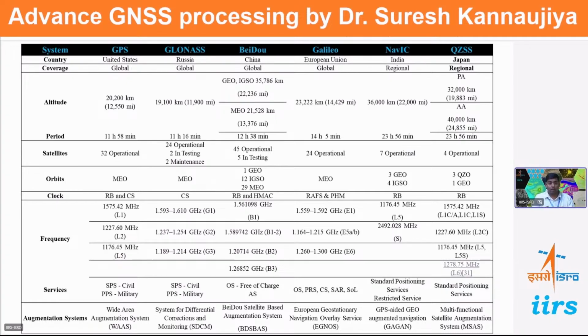But Beidou has a hybrid constellation. It has geostationary as well as geosynchronous, as well as MEO satellites. GPS mainly has MEO. GLONASS and Galileo also have MEO orbits, with an altitude of around 20,000 kilometers. Okay, I will not go through all of this. You can get this material from me.